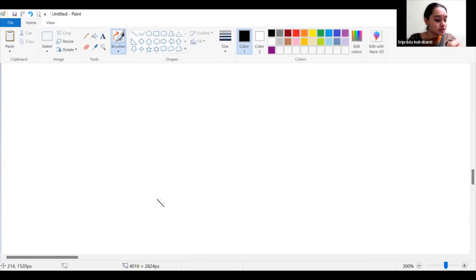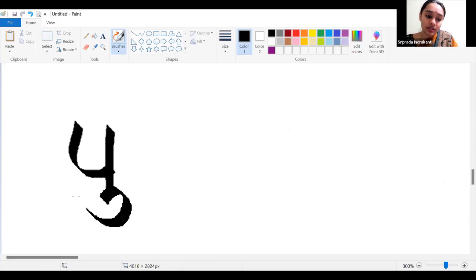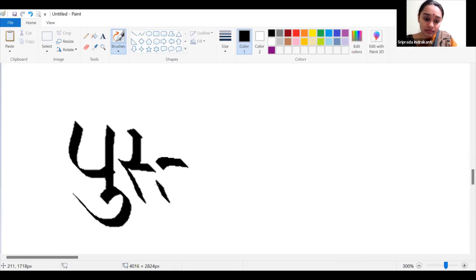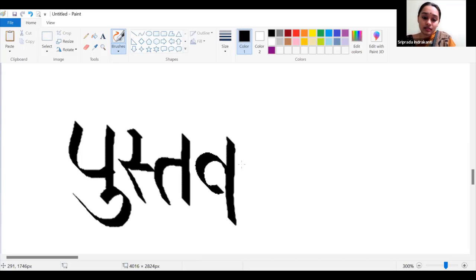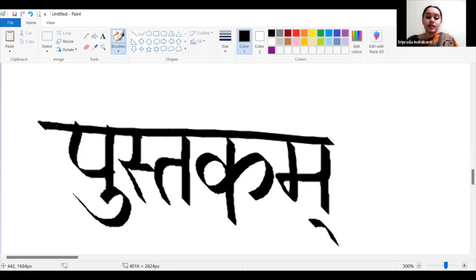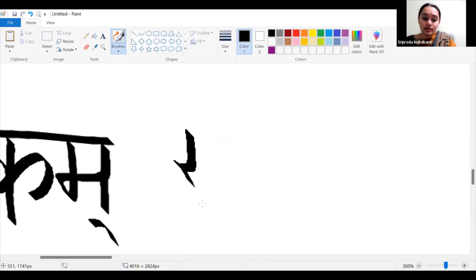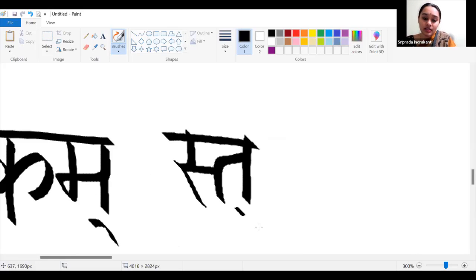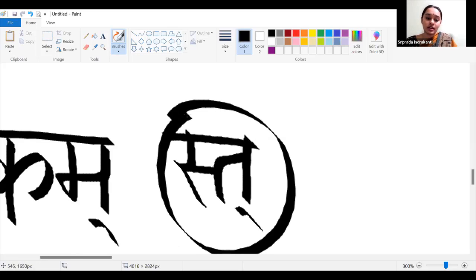Okay, so next one is pustakam. First we write the pa and u. So this is a revision of Gunita Aksharas as well. Pusta, sta, kam. So here as well, sa and ta. Sa is half, ta is full. Pusta. This is the Samyuktakshara we are seeing here.